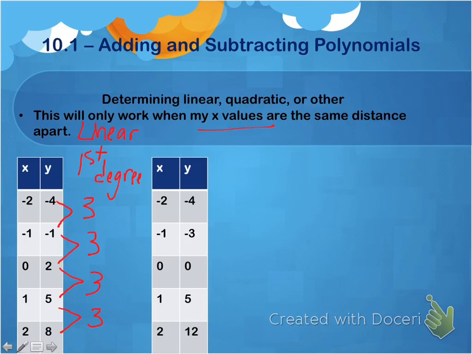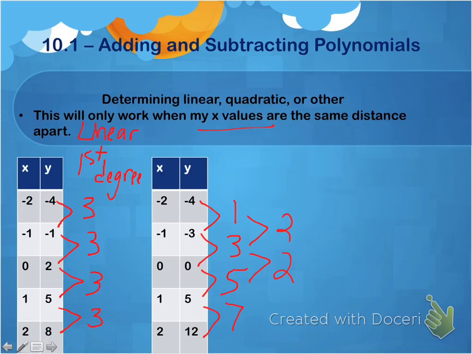For the second one, the difference between -4 and -3 is 1. -3 and 0 is 3. 0 and 5 is 5. 5 and 12 is 7. If I continue the pattern, as you can probably see, 1, 3, 5, 7. Next would be 9, then 11. So I'm going up by 2 each time, so I can do this one more time.